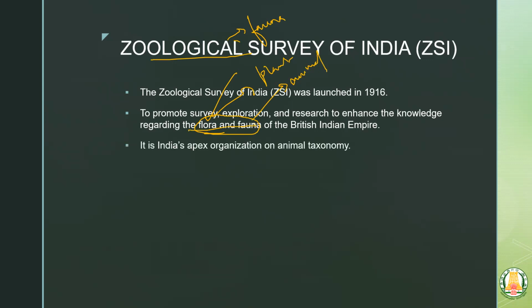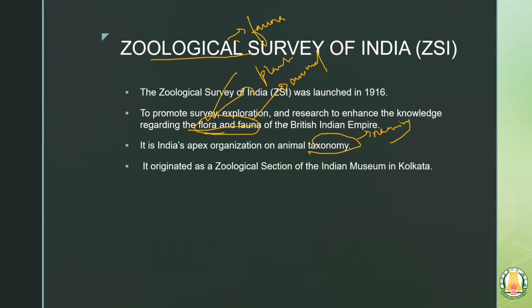It is India's apex organization on animal taxonomy. Taxonomy means naming. So they will identify what is the animal, what is the name of this animal, whether it is the same animal or a different species, and which species it is, which order it is coming, which family it is coming, everything they will do.